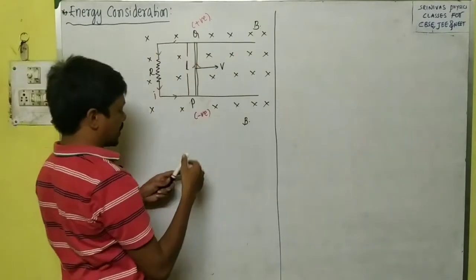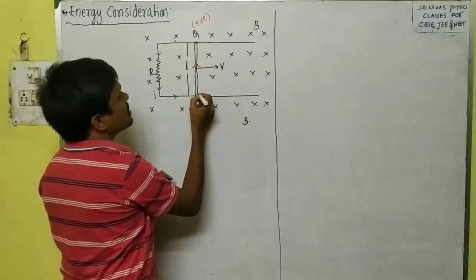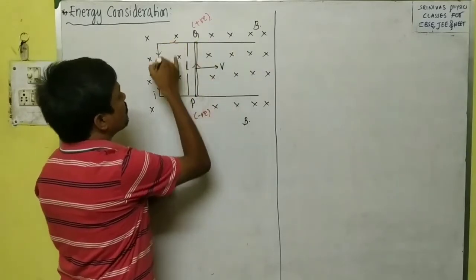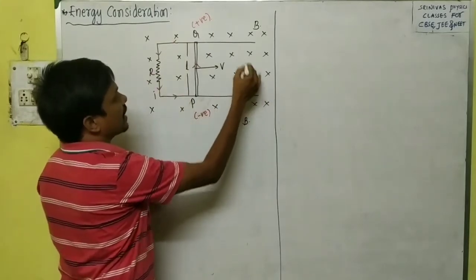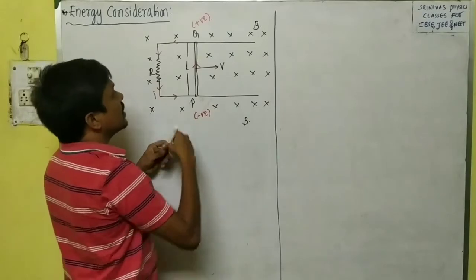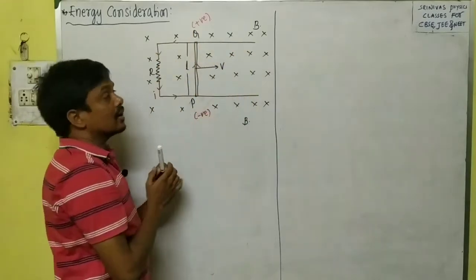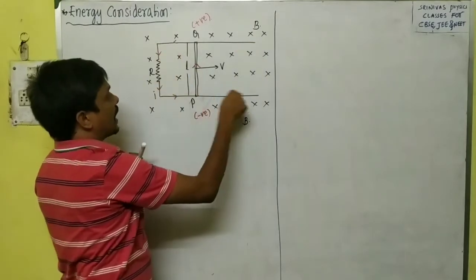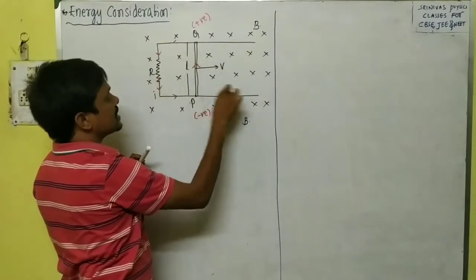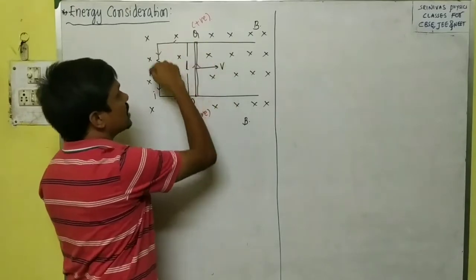This is a PQ conductor, right? This is a conductor PQ. This conductor is placed over the rectangle frame. This is also wire bent in the form of a rectangle, and this PQ conductor is movable over this conductor, right? This is a naked wire without insulation, right? When this conductor moves to the right side, current will be induced in this.